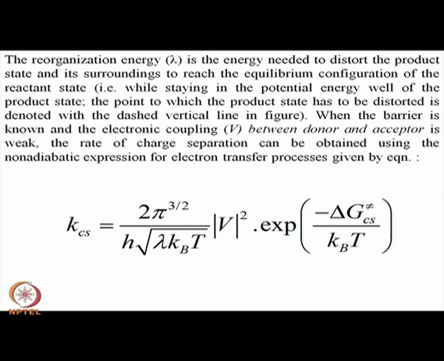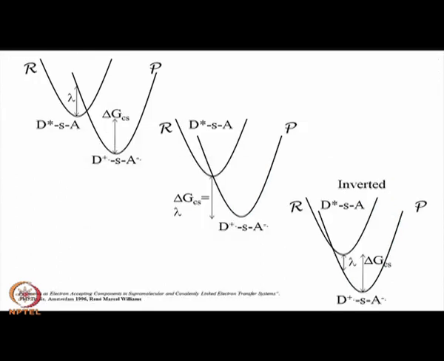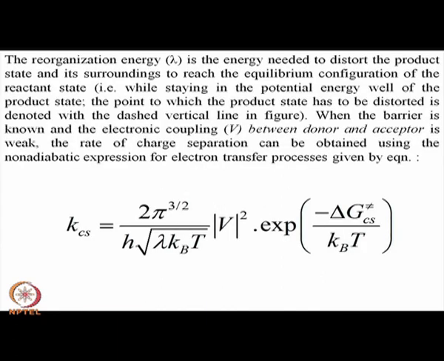Okay. So, if you come over here, you have to reorganize the internal as also the external, so that the optimum equilibrium state configuration of the reactant state can be achieved, while staying in the potential energy well of the product state. The point to which the product state has to be distorted is denoted with the dashed vertical line in the figure.